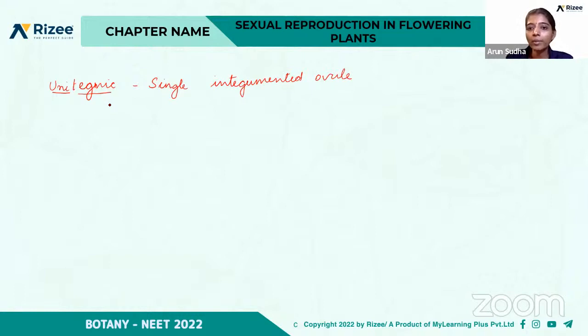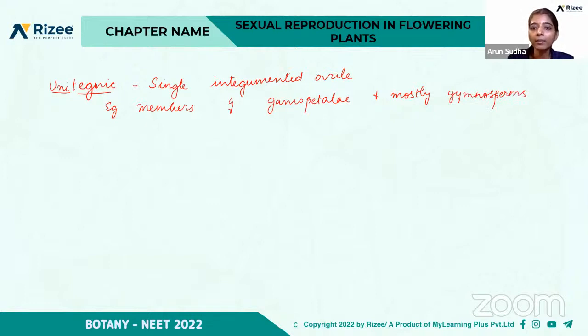Here, examples are mainly members of gamopetalae and mostly gymnosperms. They will have unitegmic ovule. And there are different types such as bitegmic. From the term itself, we can say it has two integuments.